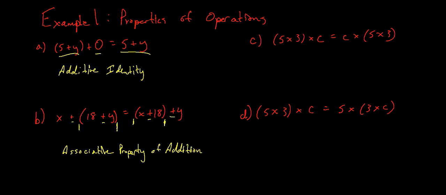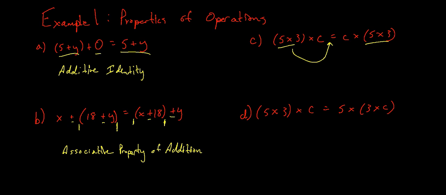With part C, this is an example of just because something has parentheses, that doesn't mean it's the associative property. Part A is sort of an example of that as well, but we lose the parentheses on the right side. Here we have (5 × 3) × C = C × (5 × 3). So the order changed. The 5 × 3 went to the right of C and is being multiplied still.